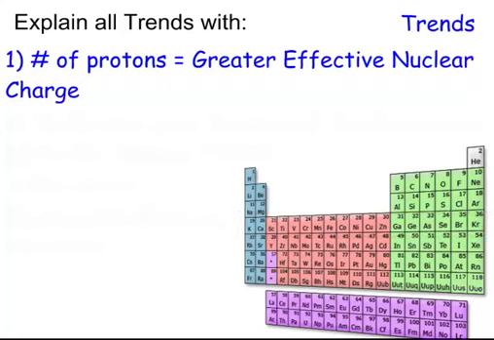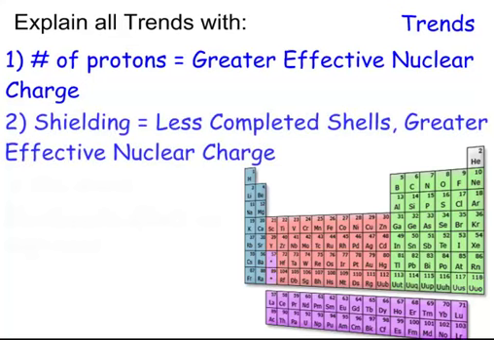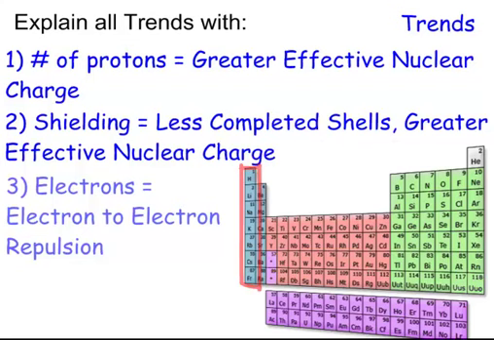Do that number one. If that is not different, go to shielding. Shielding is what we're going to look at with our vertical trends. If there are fewer completed shells, or less shielding, of course the outside electrons are closer to the nucleus, which means there's a greater effective nuclear charge. And number three, if the protons are the same and the shielding is exactly the same, go to your number of electrons. We know electrons repel electrons, and so that will make it larger, because of electron-electron repulsion.